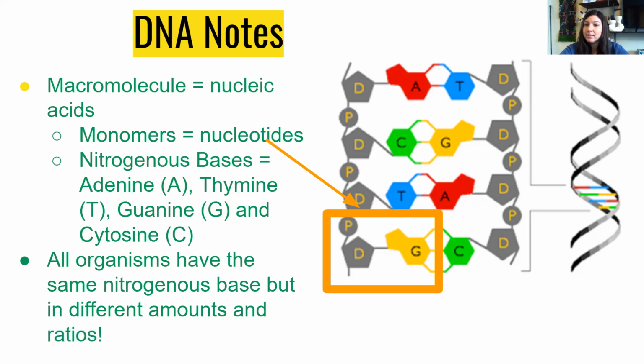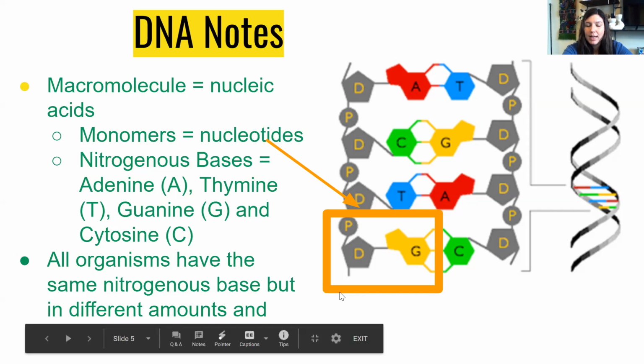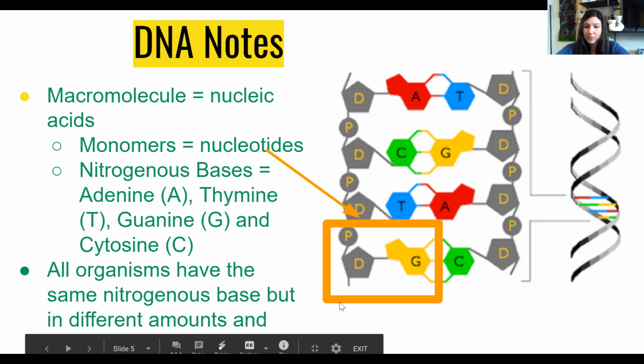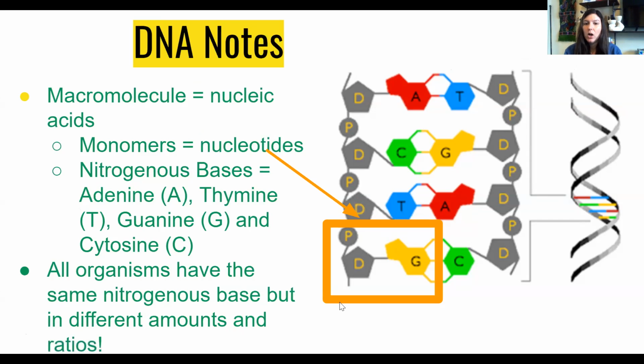And the nitrogenous bases can be adenine, which is represented by an A, thymine, or a T, guanine by a G, and cytosine with a C. The interesting thing is that all organisms, so the fish, the tiger, me, the bacteria, all of us have those same 4 letters. We all have A, T, C, and G. However, we just have different amounts.